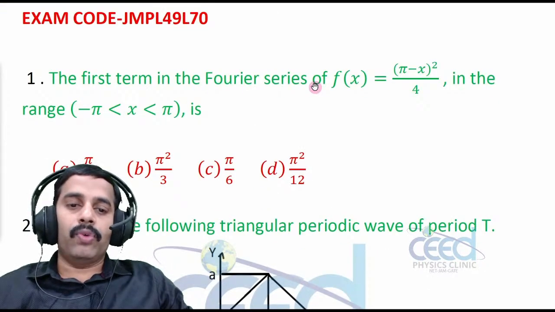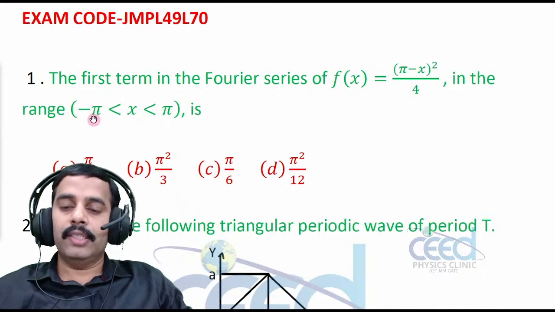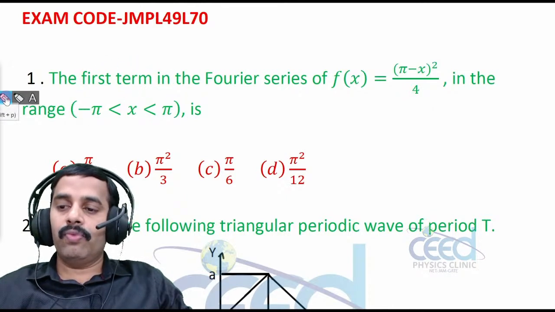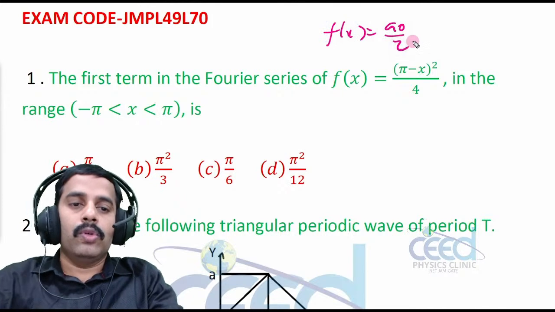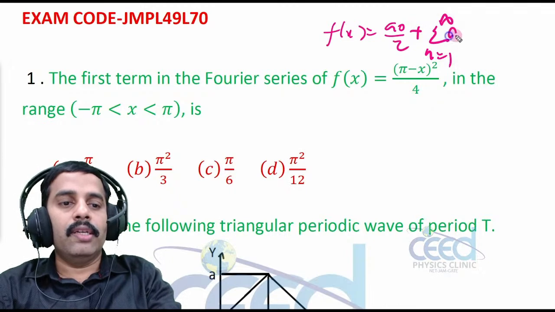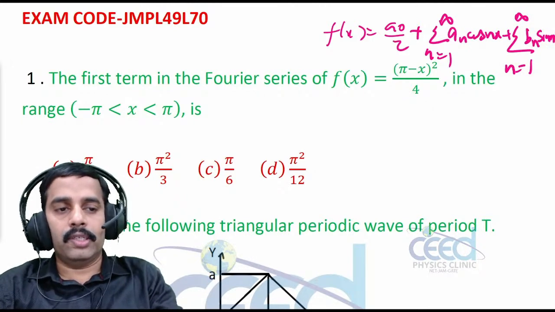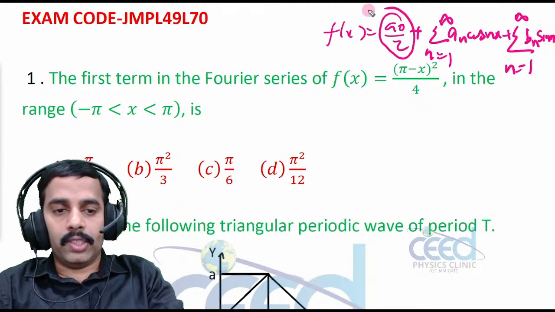the first term of the Fourier series of f of x equals (pi minus x) whole square by 4 in the range minus pi less than x less than pi. So, what is the first term of the Fourier series expansion? It is a0 by 2, right? Any function we can represent as a0 by 2 plus sigma n equal to 1 to infinity an cos nx plus sigma n equal to 1 to infinity bn sin nx. So we need to find a0 by 2 as per the question.